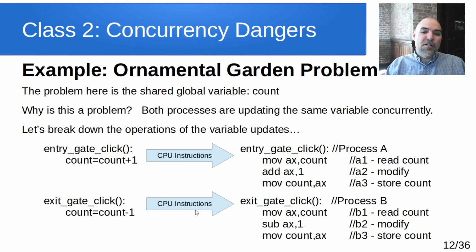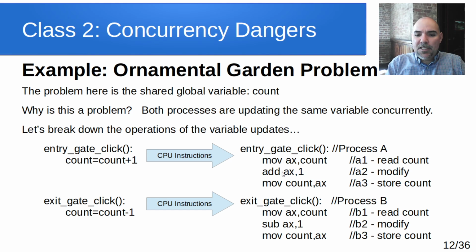So the problem here is the shared global variable count. And why is that a problem? Both processes are updating the same variable and they're updating it concurrently. So let's break down the operations of those variable updates. If you look at a line of code like count equals count plus 1, or even count plus equals 1, or count plus plus, eventually you boil that down to inside the processor: it's got to pick up the count variable value from memory, add 1 to it, and then stick that back into memory. So that's what the processor has to do.